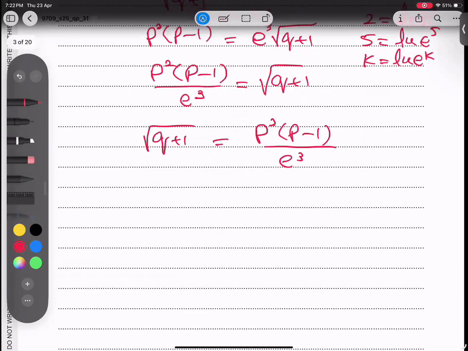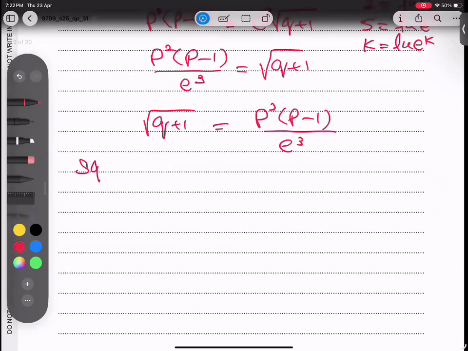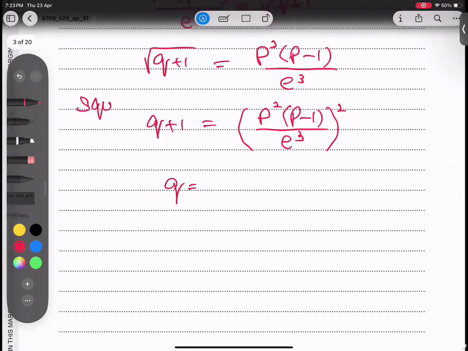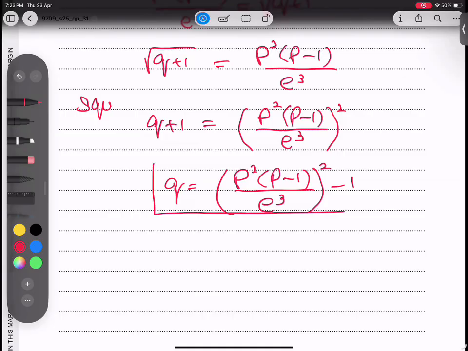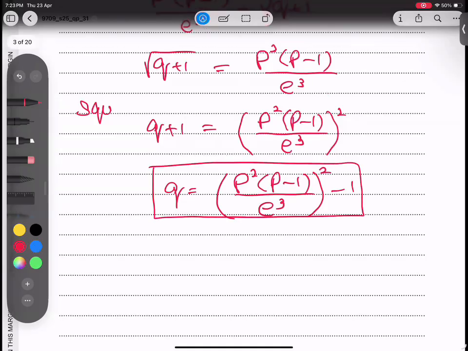Now how to remove this root? By squaring both sides. So it will turn into this form. And this one goes there, and this is our final answer. So e square and minus 1. I hope the point is very clear, and we have done it.